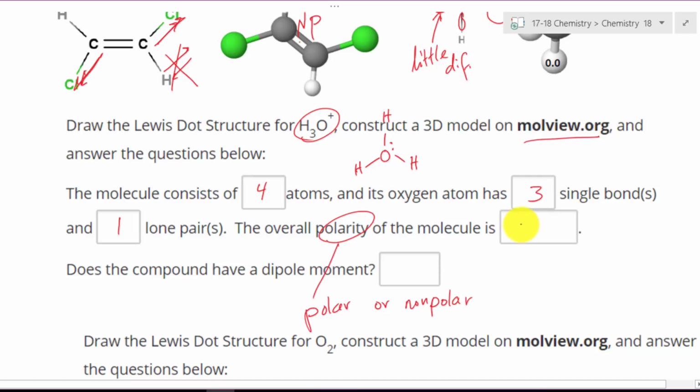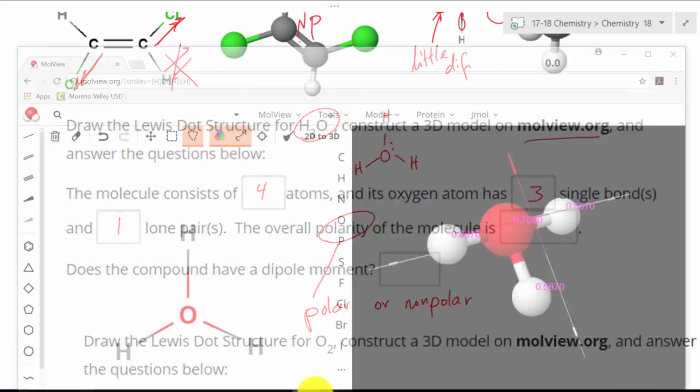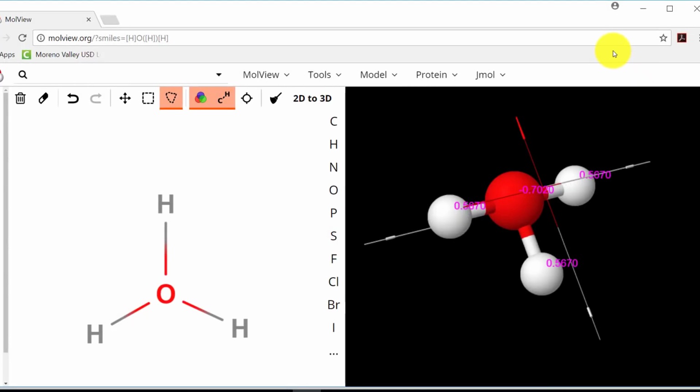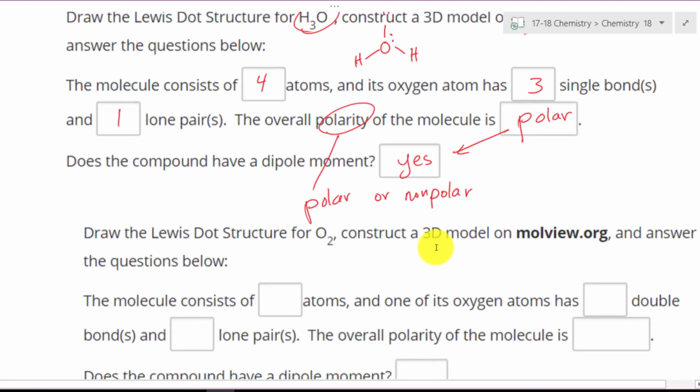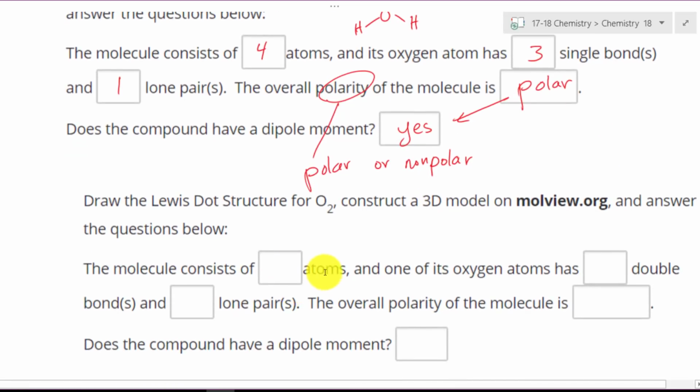So in this case, it has those polarity arrows. Those are called the dipole moment, okay? So in this case, it is going to be polar. And if it's polar, does the compound have a dipole moment? Yes. So once you know this answer, you also know that answer as well. Now let's do another example where we look at possible the opposite of what we have on top.